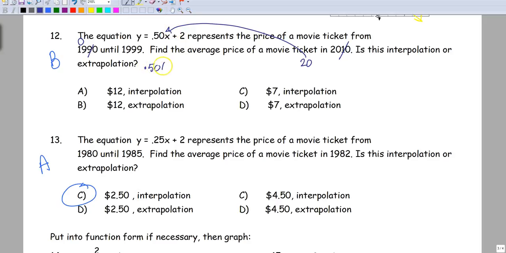So 0.50 times 20 plus 2. You can take a minute to do that in your head or type it into your calculator. Should give you 12. So that gets rid of C and D because it's not 7. As far as whether it's interpolation or extrapolation, you're looking at our year in question, which is 2010, and you are comparing it to the data range. So the data range was 1990 to 1999. Since 2010 is outside of this data range, that is called extrapolation. So B is your answer.